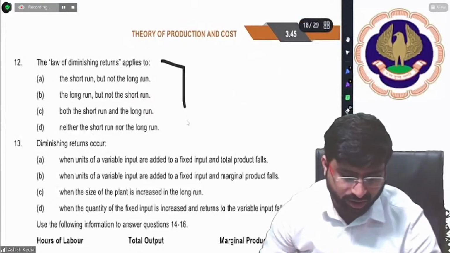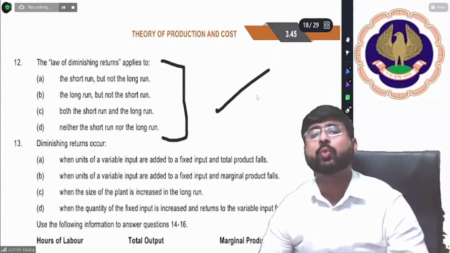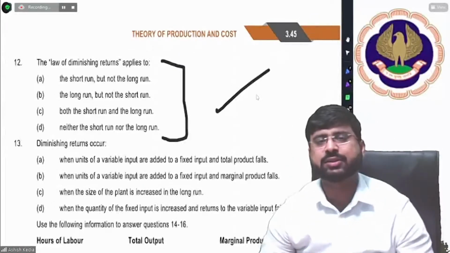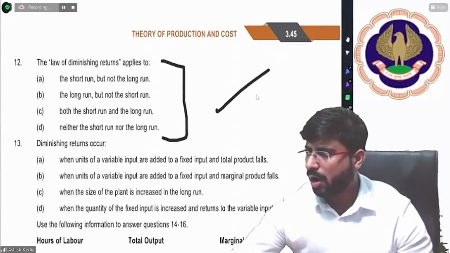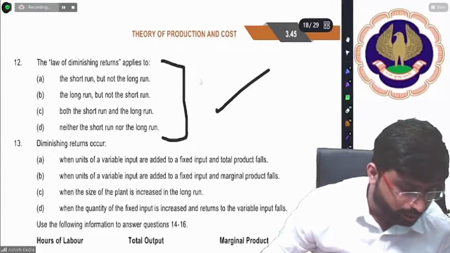Now, a good question. The law of diminishing returns applies where? Question number 12 I am discussing. Come on, let's answer this one. The law of returns, diminishing returns as they call it, applies where?